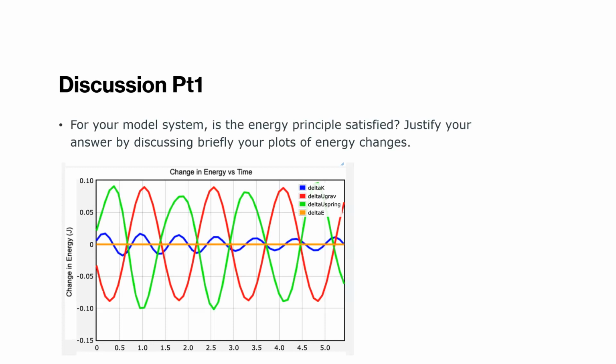So back to this energy graph. Is the energy principle satisfied in this experiment? Yes, it is. So delta E, which is the orange line in this graph, is zero the entire time. So at any given moment, all of the energies will sum up to be zero, but the type of energy changes throughout the experiment, as we can see on this graph. As stuff goes up and down and the spring releases, we get to see different changes in energy.